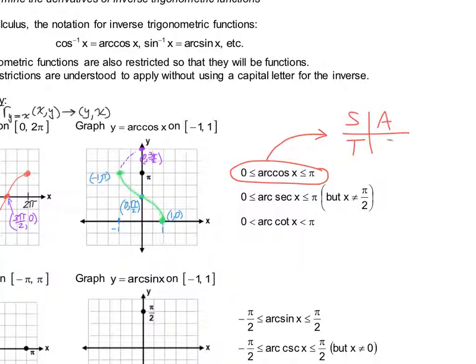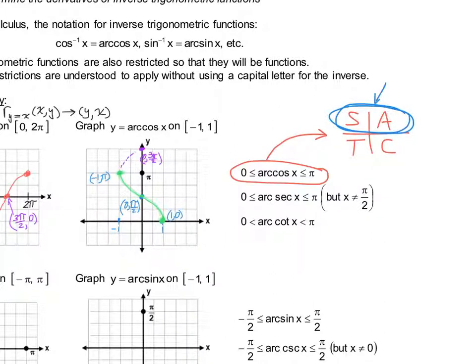Remember this bad boy? ASTC. All students take classes, whatever it is. Oh, calculus. So all the functions are positive in the first quadrant, only the sine function in the second, tangent in the third, and cosine in the fourth. And then their reciprocals go along with it. What this is telling us, 0 to pi, that's the top half. That's this interval here.